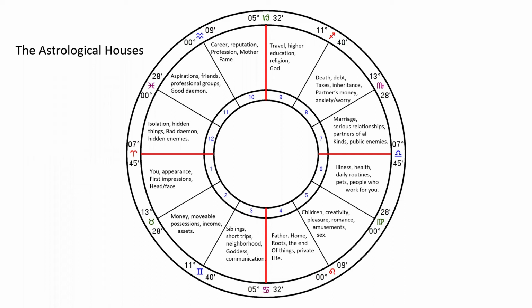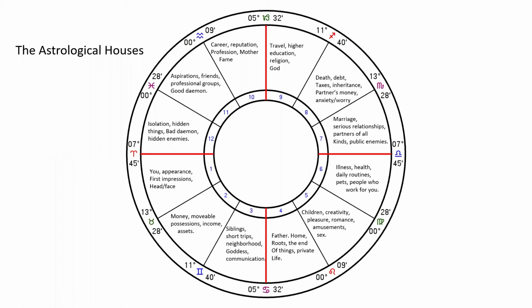The fifth house represents children, traditionally. For artists, it's a very important house because it represents their creativity. It represents pleasure, romance, amusements, sports. It also represents sex. The sixth house is traditionally the house of illness. It also represents daily routines, domestic animals, your pets. It stands for people who work for you.